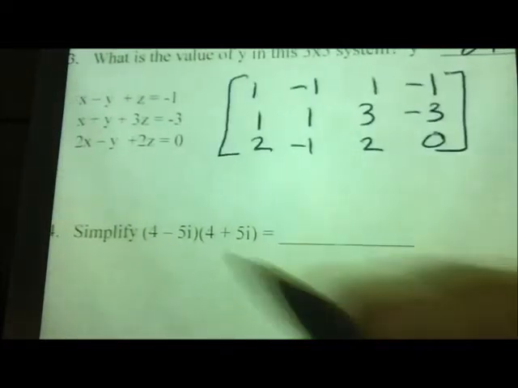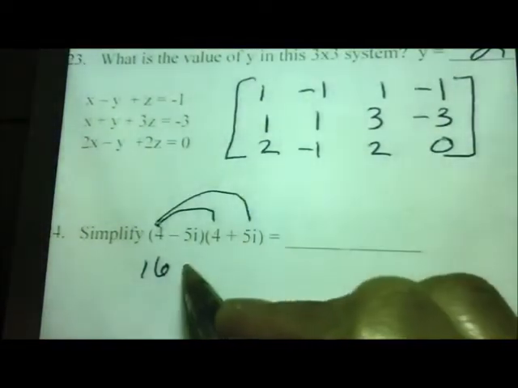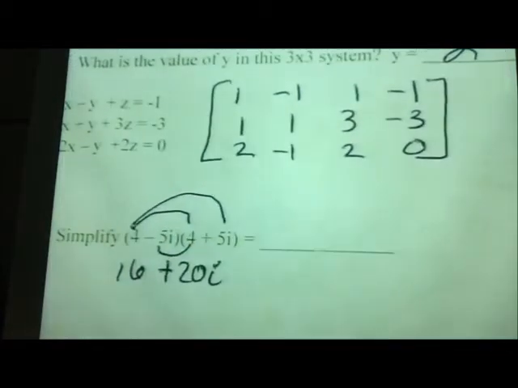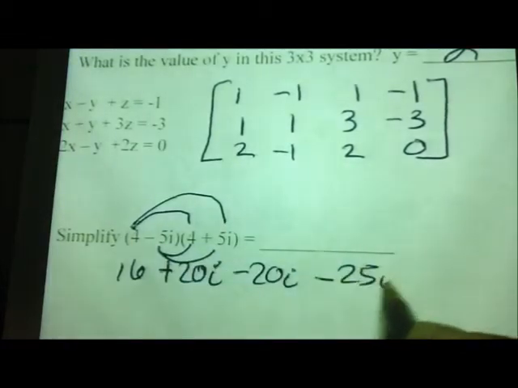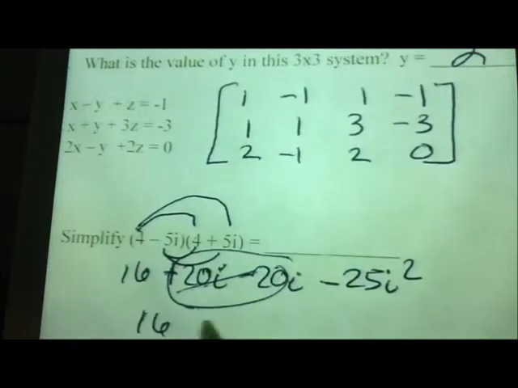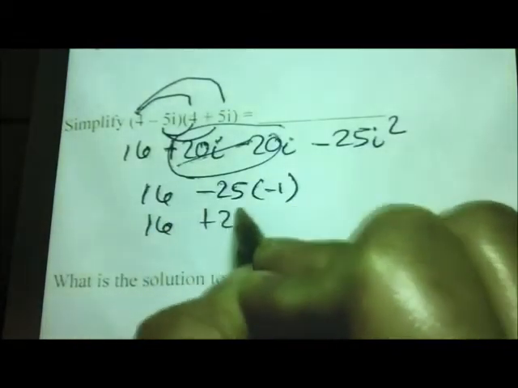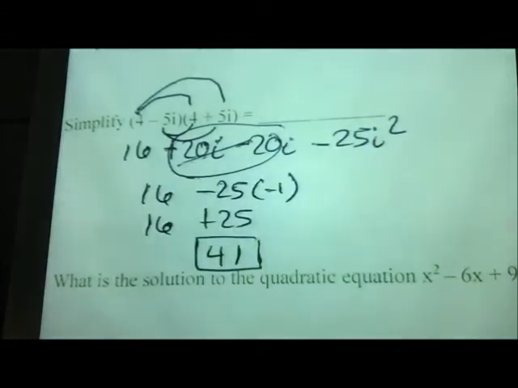Now the next one, we multiply, we do FOIL. What is 4 times 4? 16. 4 times a 5i, positive 20i. Negative 5 times 4, negative 20i. Negative 5 times a positive 5, negative 25i squared. So these two eliminate, 16 minus 25 times a negative 1. Now, 25 times a negative 1 is a positive 25. And then we add those together, and I get a 41.